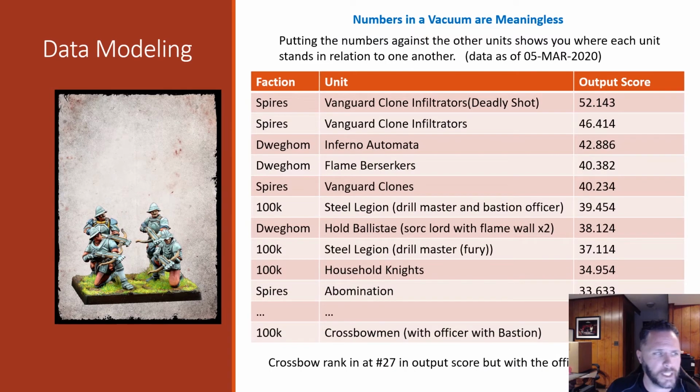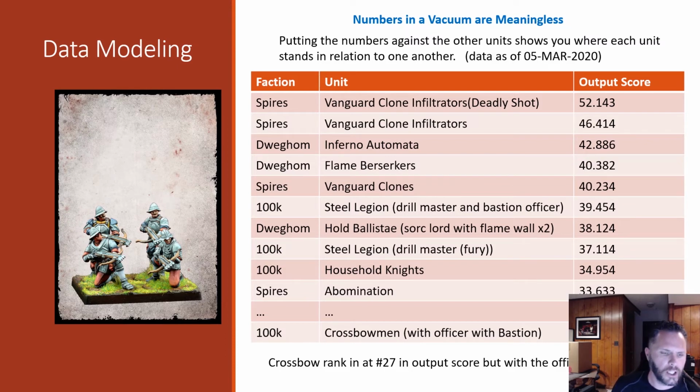So we put it all together and we model the data. As of now, I have in my spreadsheet 39 different combinations of currently released units. It's not everything. I could get a lot more in depth. These are the things that I see a lot. It's all of the regiments baseline, and then I have things like some with deadly shot, some with an officer or a character that I see a lot. I want to know their overall score. So this is to give you an example. Crossbowmen out of 39 ranked 27 in terms of their total output.